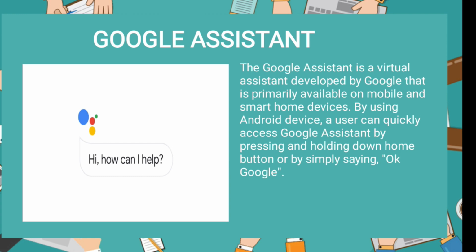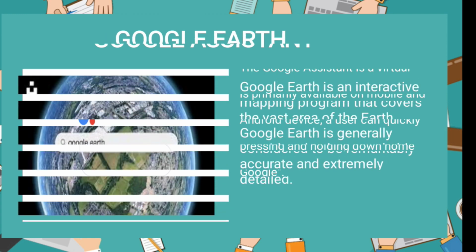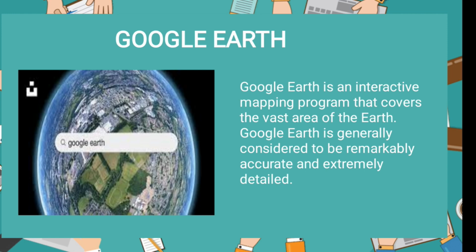Okay, next is Google Earth. Google Earth is an interactive mapping program that covers the vast area of the earth. Google Earth is generally considered to be remarkably accurate and extremely detailed. Some major cities have such remarkably detailed images on Google Earth that one can zoom in close enough to read even the number plates on cars on the street.